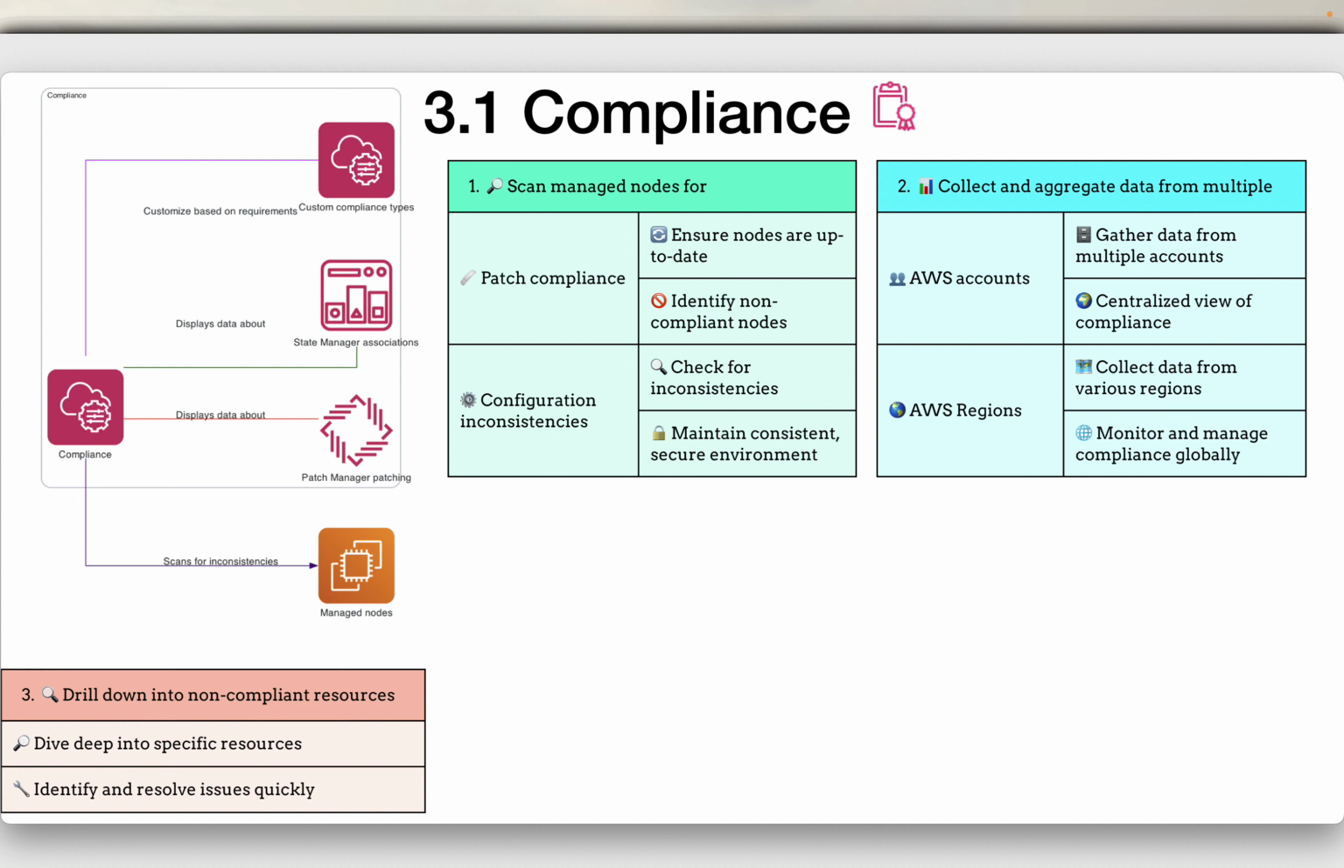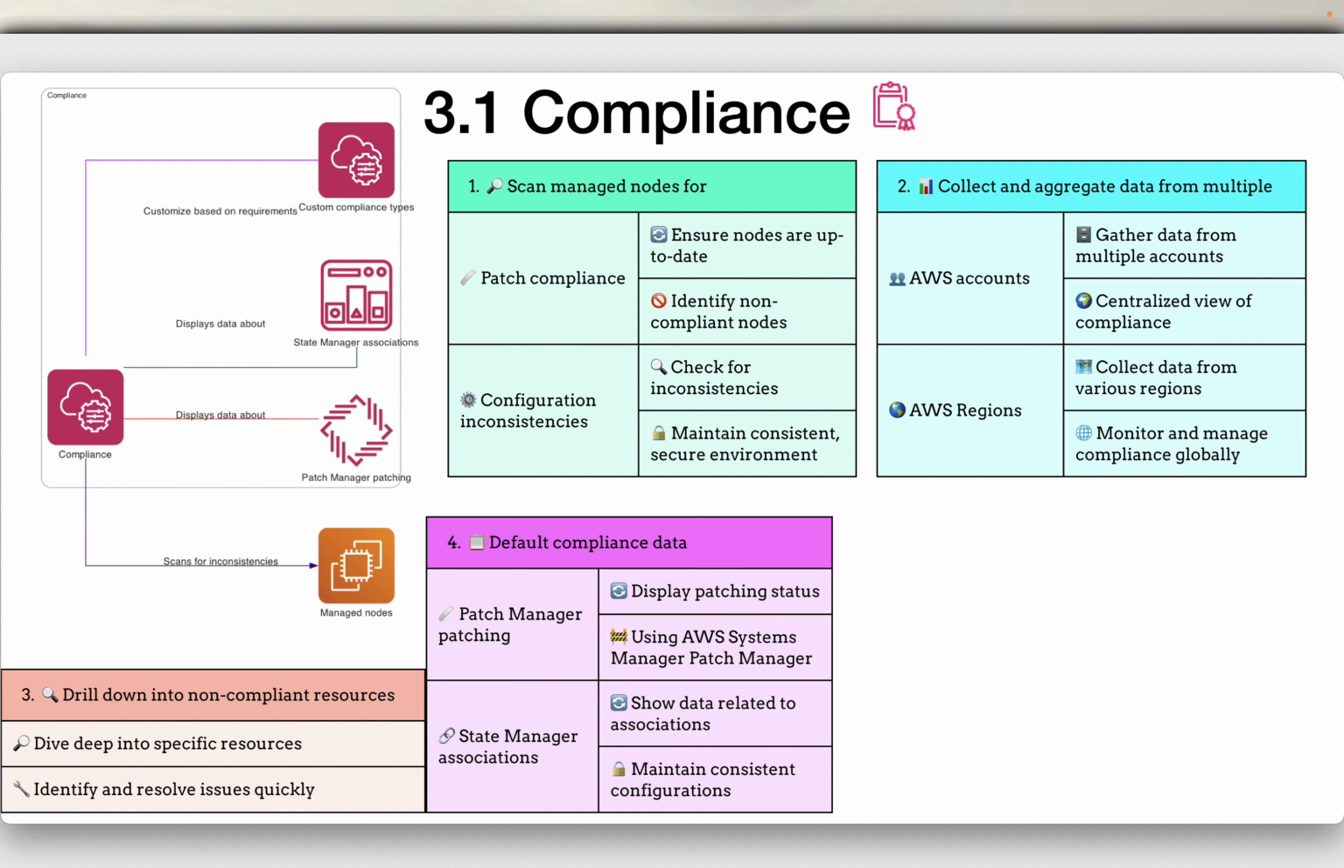Compliance enables you to dive deep into specific resources that are non-compliant, which allows you to identify and resolve issues quickly. By default, compliance displays data about the patching status of your managed nodes using AWS Systems Manager Patch Manager. Compliance also shows data related to AWS Systems Manager State Manager associations, which help you maintain consistent configurations across all your nodes.